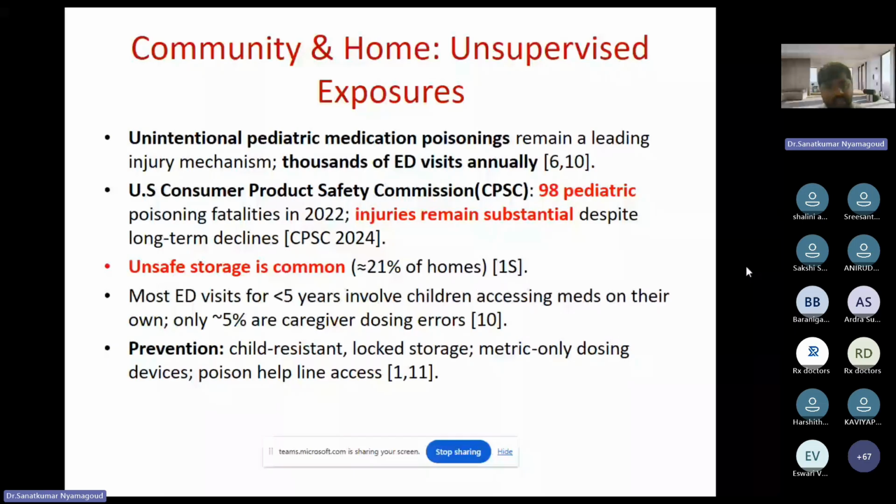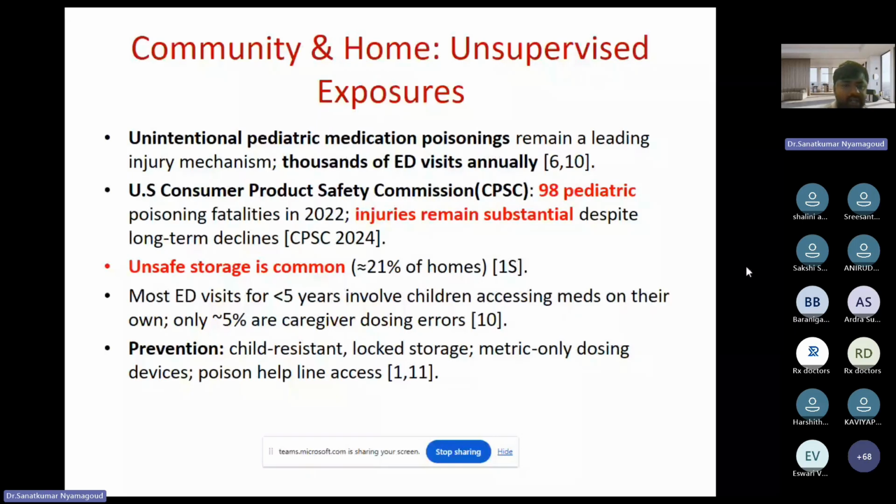So in the US, there is something called CPSC guidelines. CPSC stands for Consumer Product Safety Commission. This commission had a report suggesting that in 2022, 98 pediatric poisoning fatalities came across, and injuries remain substantial despite a long-term decline, according to the CPSC guideline.